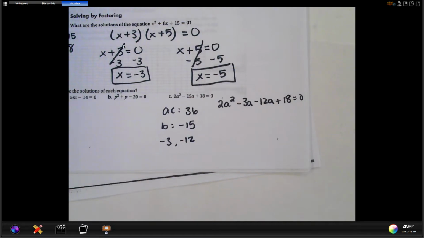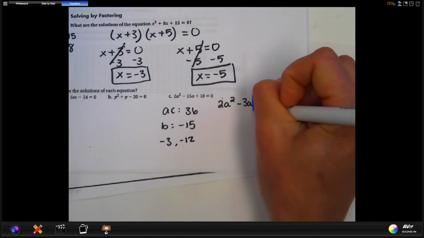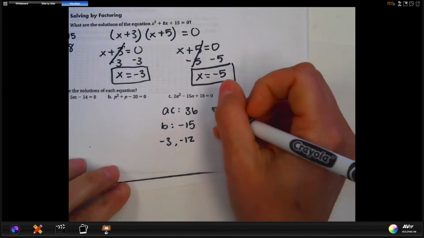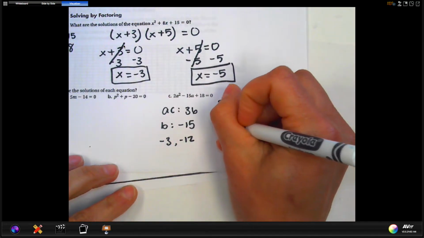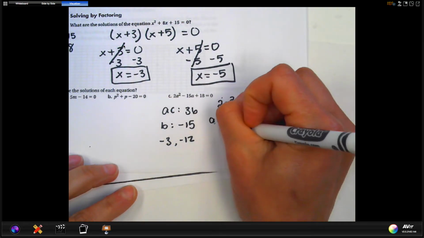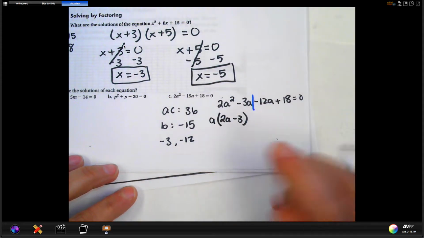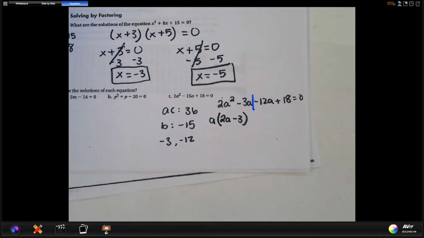Separate it. We have to separate it and factor out a GCF. So separate it here. What would be the GCF of the left side? 1a, yep. I'm just going to write it as a, and if I take that out, I'm left with 2a minus 3. What would be the GCF of the right side now?